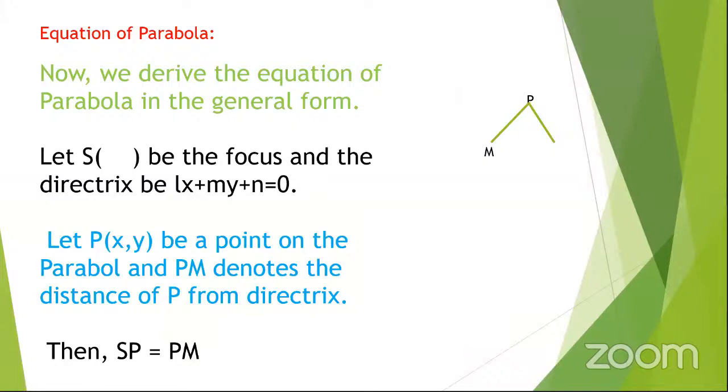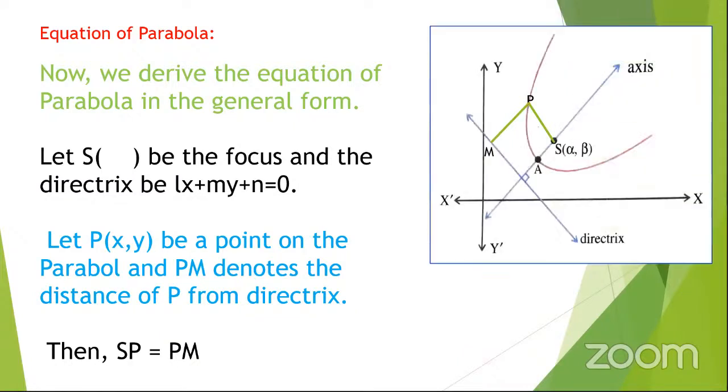Now we derive the equation of the parabola in general form. Look at the figure, children. This is a parabola whose focus is S(alpha, beta), a fixed point. Now we have a directrix, and P is a point on the parabola. Now we shall derive the equation of this parabola in general form.